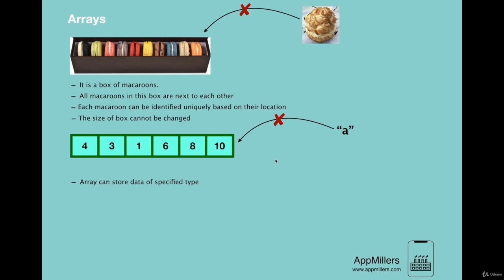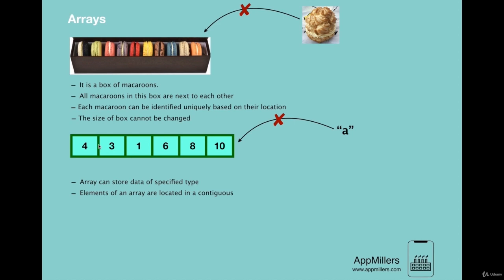The next property is that elements of an array are located in contiguous locations in memory. This means that elements of an array are next to each other. So there is no gap between them, as we have in the macarons box. As you see, we don't have any gap here, and we don't have any gap between these elements. They are located next to each other.